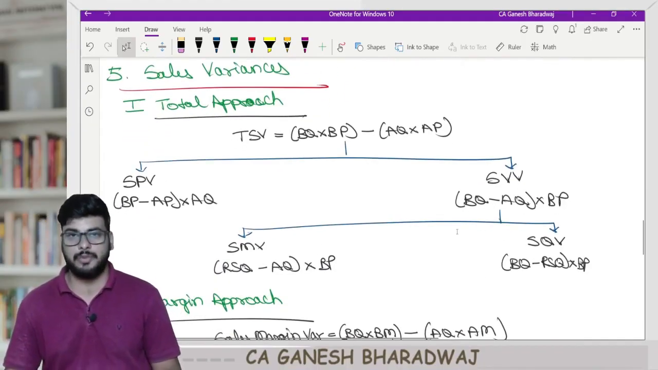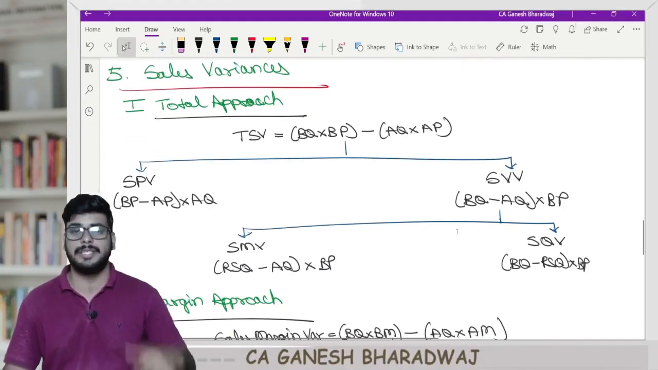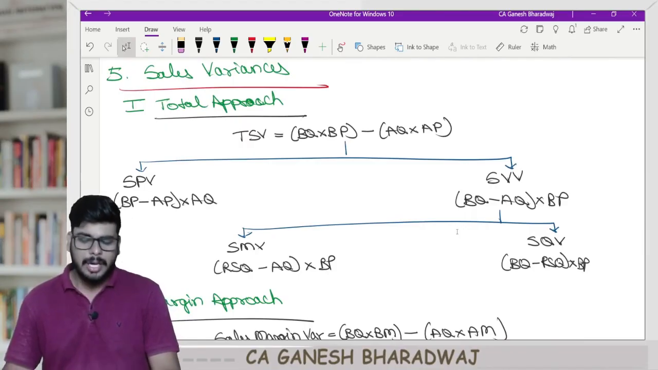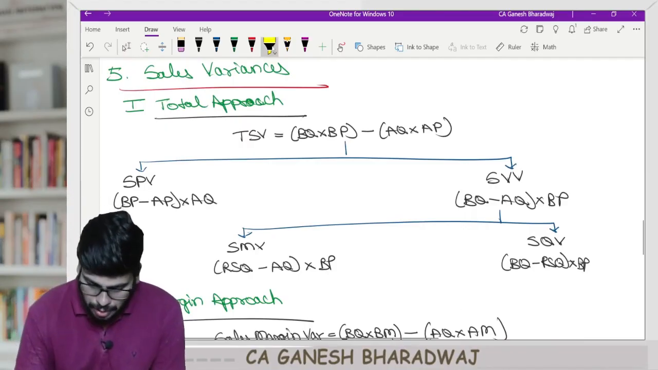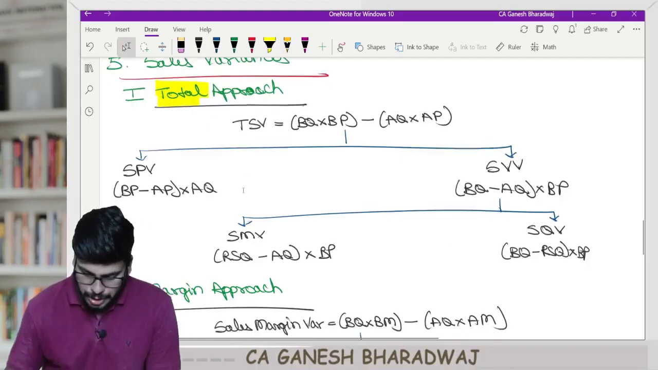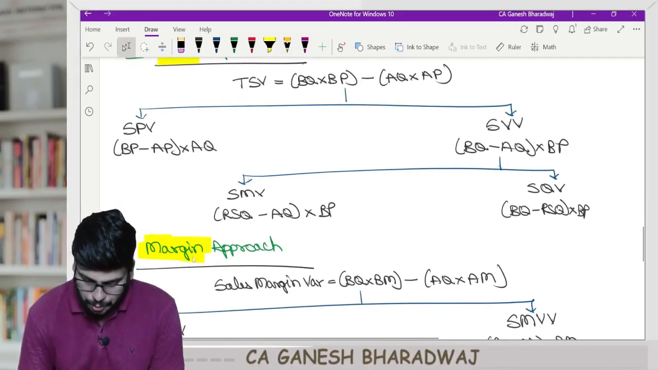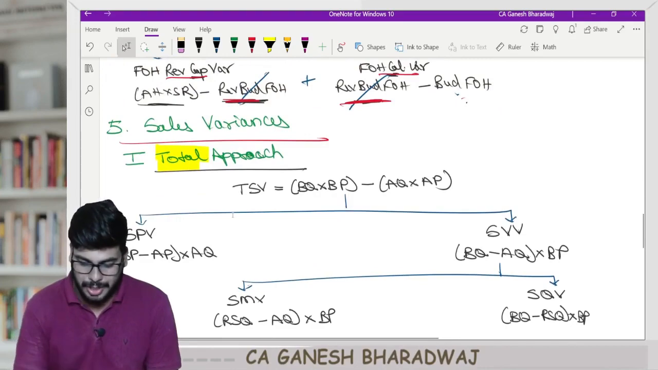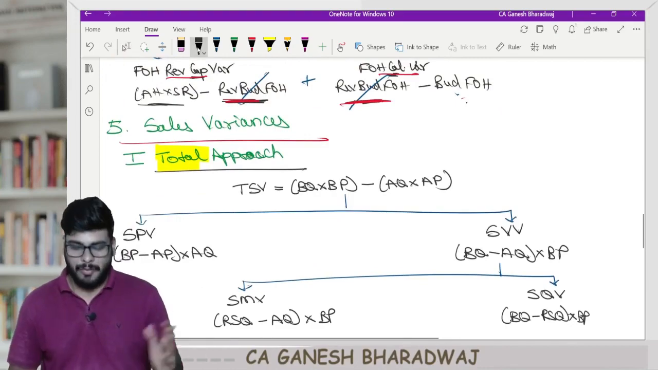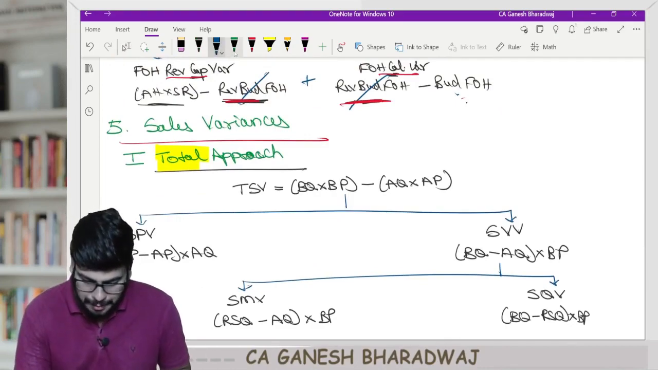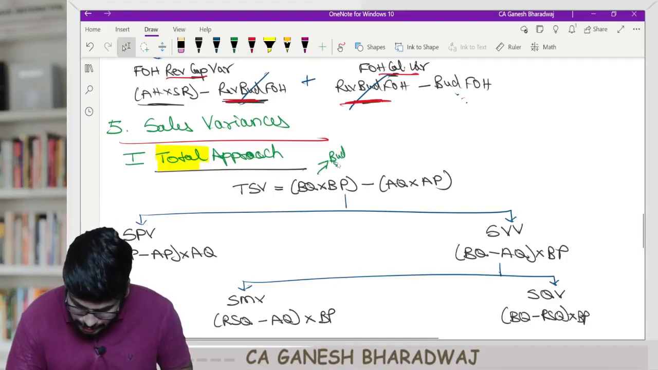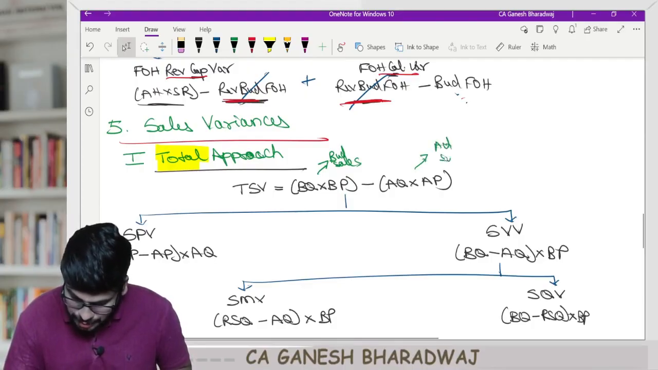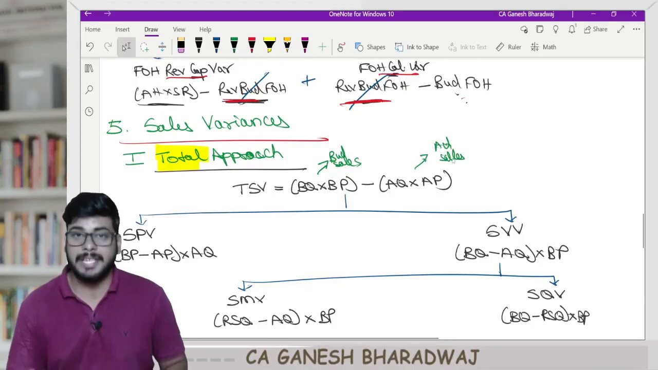Now let's move on to the next one, which is called the sales side variances. The sales variances. Number 1, sales variance can be done under 2 approaches. One is called the total approach. The other one is called the margin approach, right? So what does this total approach stand for? Very simple. This total approach basically captures your budgeted sales minus actual sales. Are you clear with this? Budgeted sales minus actual sales.